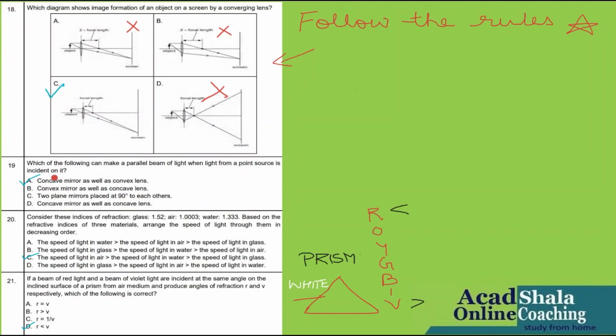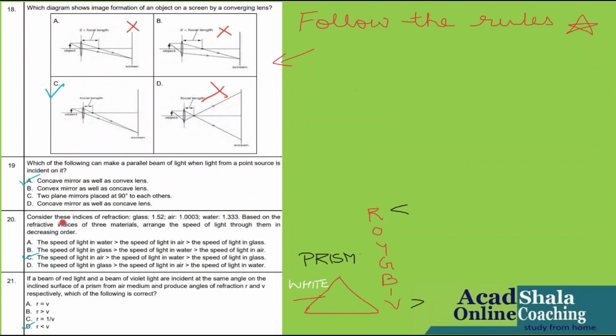Next question. Which of the following can make a parallel beam of light when light from a point source is incident on it? This is a very direct question, children. We know it and we will go for the correct option. The most appropriate option is concave mirror as well as convex lens. This is the correct option.